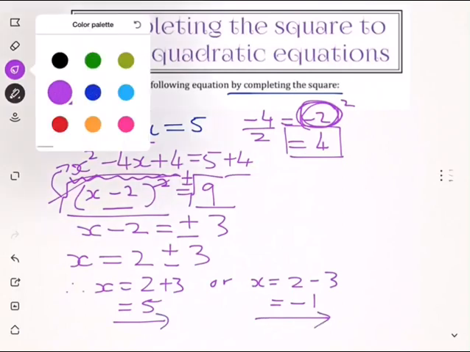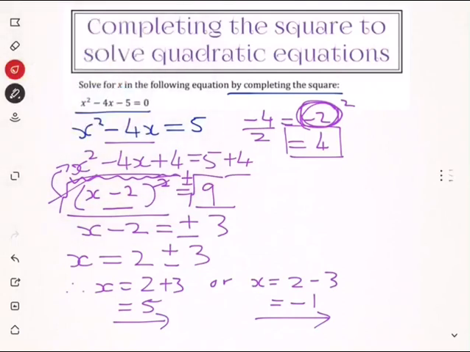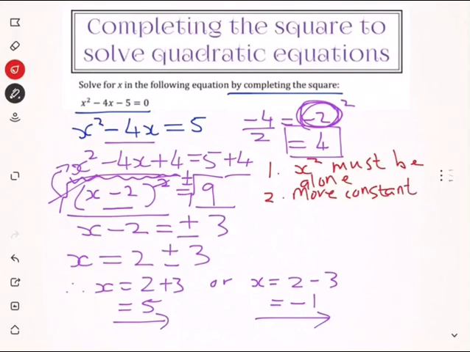So, in summary, I will put this in red. Your steps are to first make sure the coefficient of x squared is 1. X squared must be alone, meaning no coefficient. So you'd first have to divide each term by whatever the coefficient of x squared is. The next step is to move the constant over, which in this case was our 5.